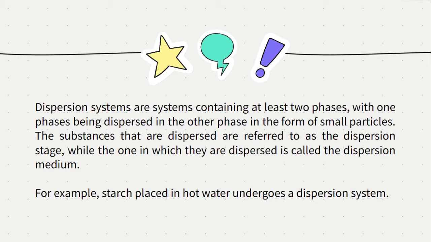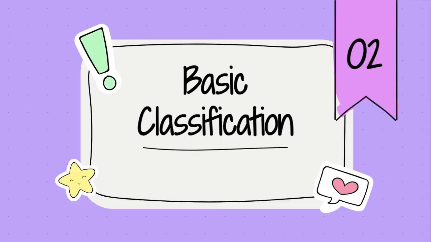A dispersion system can be defined as a solution or mixture of two different substances, but having the same form. A characteristic feature of a dispersion system is the presence of a solvent and a solute. The second submatery is basic classification.